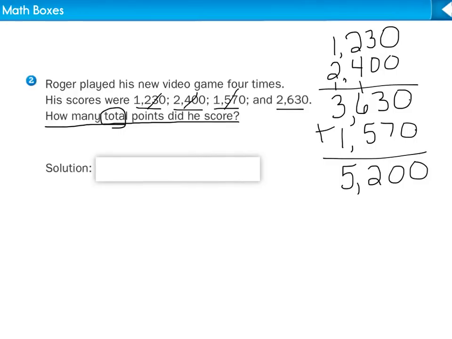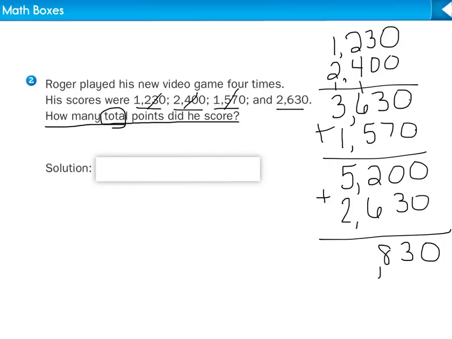And then I'm going to take my final number, 2,630, and I'm going to add it to my running total again. 0 plus 0 is 0, 0 plus 3 is 3, 2 plus 6 is 8, and 5 plus 2 is 7. So his total score was 7,830.